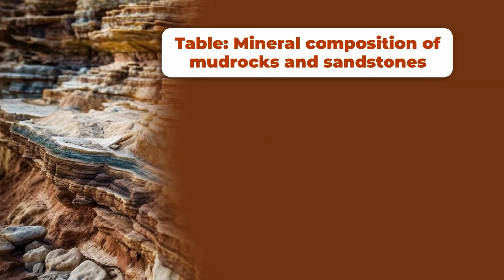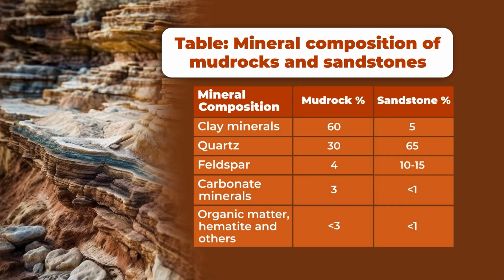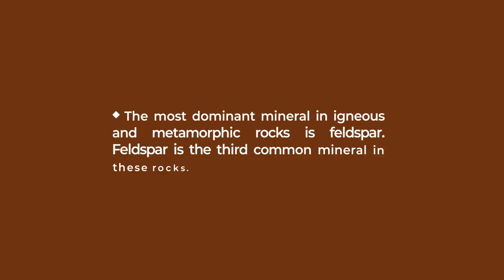So, here you can see in this table that the most abundant mineral in sandstone is quartz, and quartz is the second most abundant mineral in the mud rocks. So, the most dominant mineral in igneous and metamorphic rocks is feldspar. So, feldspar is the third most common mineral in these rocks.